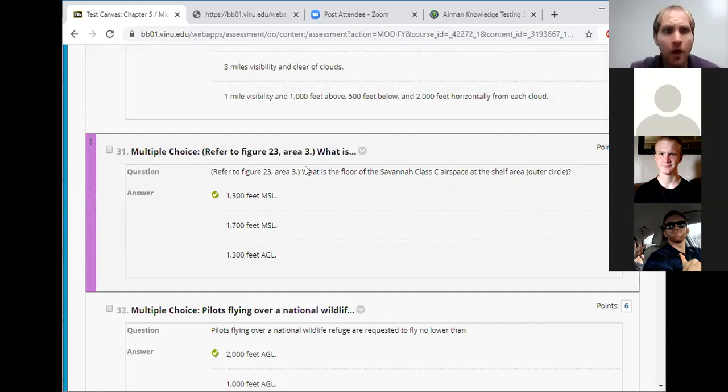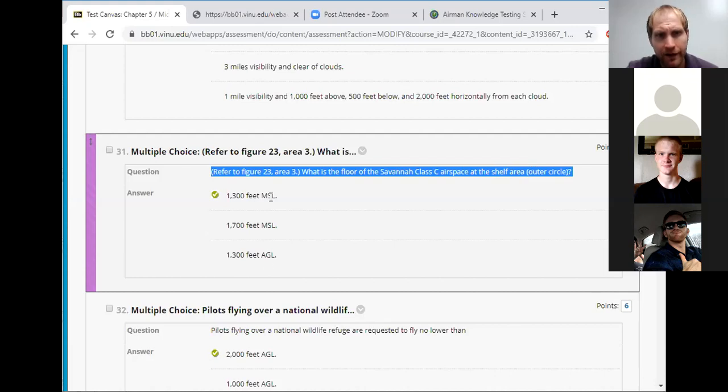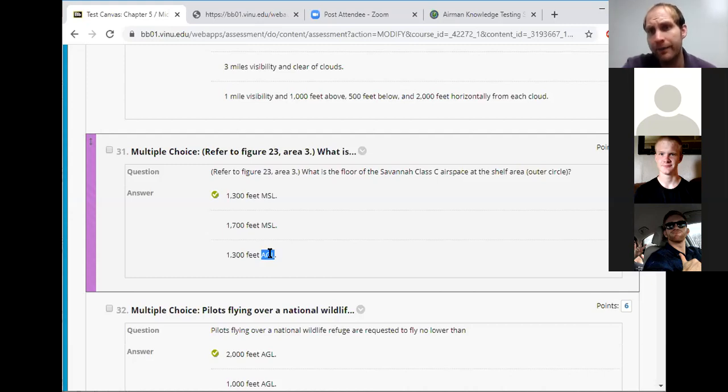Figure 23. We want to know what the floor of the Savannah Charlie airspace is at the outer shelf, the outer circle. So just looking at the answers, we know answer choice C is probably not going to be correct because that's an AGL number, above ground level. Us as pilots, we just want to look at our altimeter and the sectional chart, and not have to do any extra math. So the sectional chart is going to predominantly depict MSL altitudes for Charlie airspace. So we have to debate between 1,300 and 1,700.